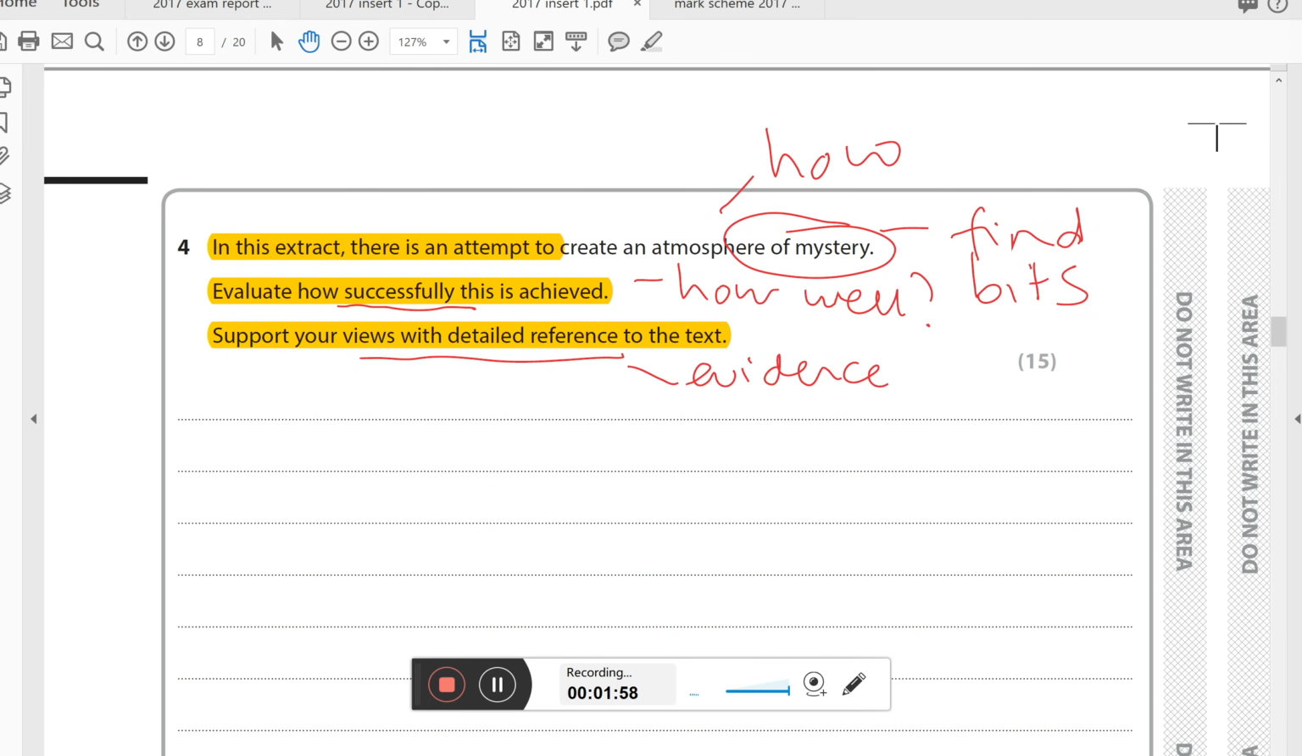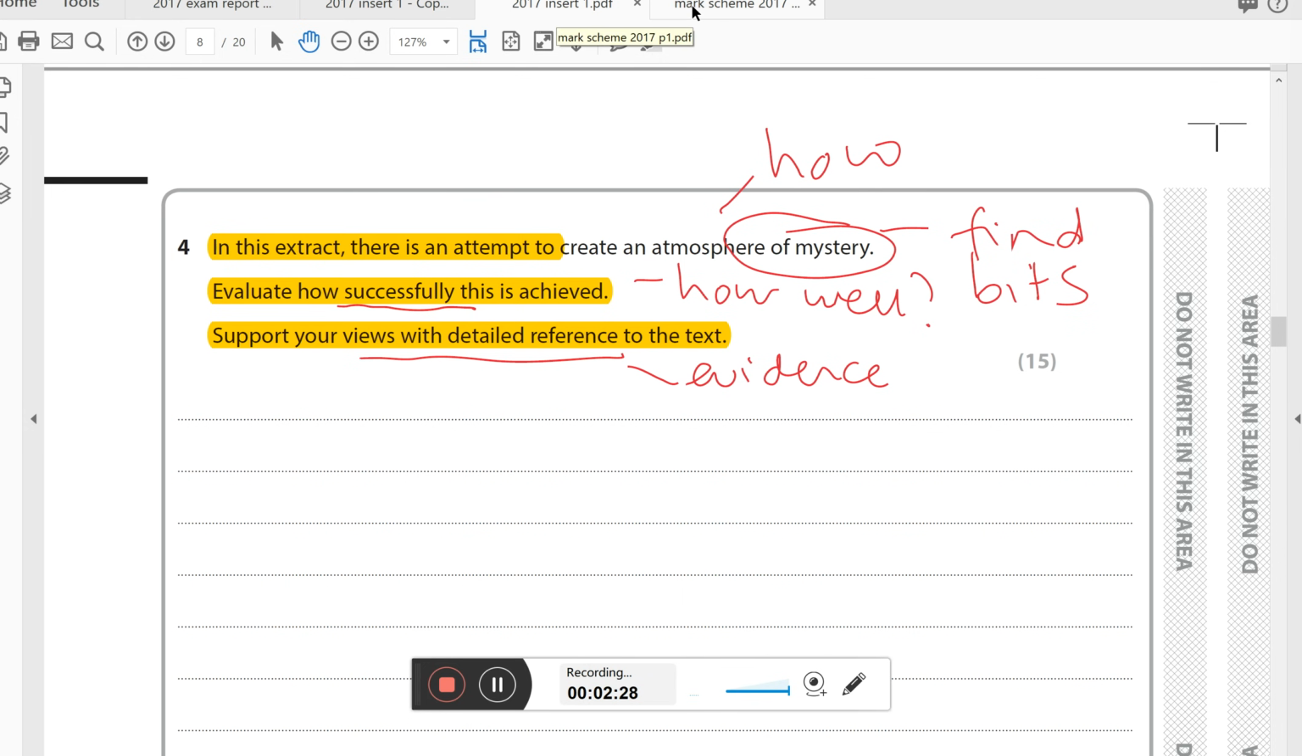A little note is it's not really a great idea to say, oh, this is completely unsuccessful, because obviously the exam board has chosen this text because they do think it is pretty much successful. You can, of course, rank your paragraphs and say, well, this bit is more successful than that part, but I would generally err on the side that it is successful.